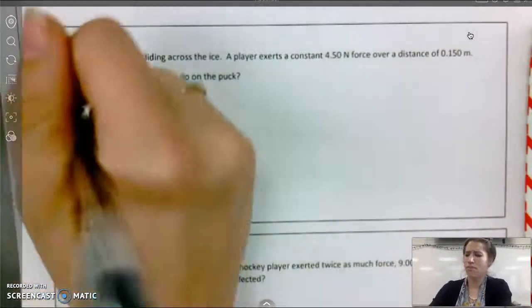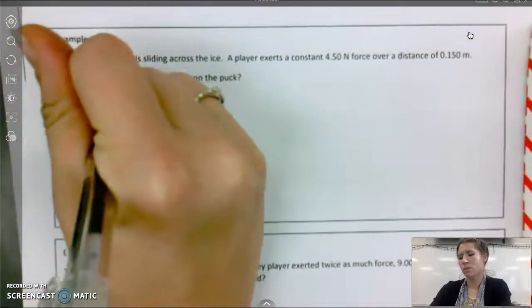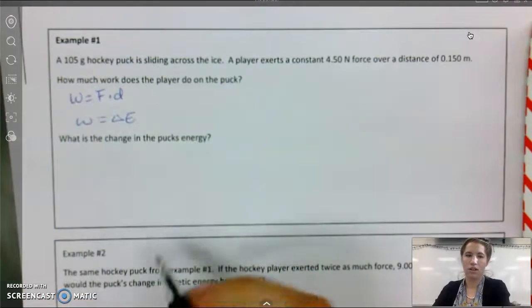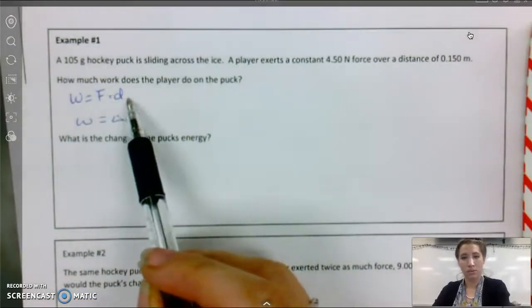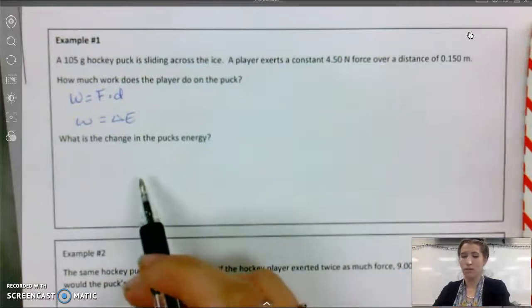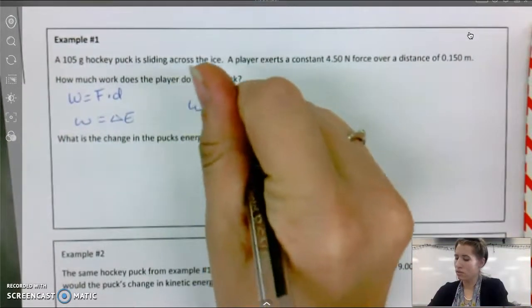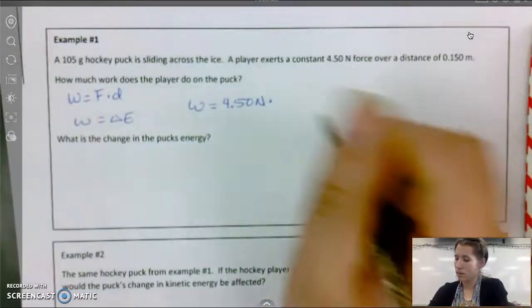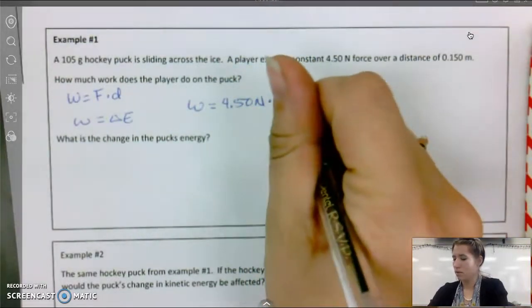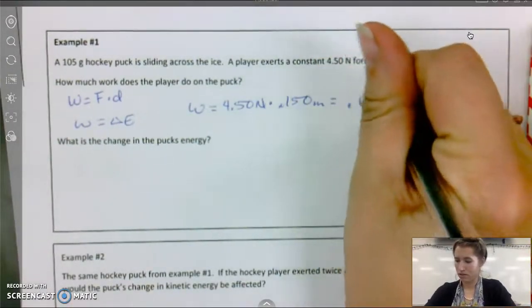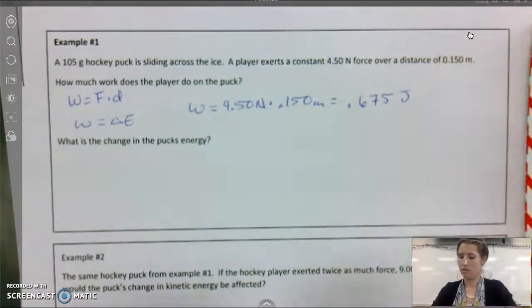We have two equations. For work, we know work is equal to a force being applied over some displacement, or work is equal to a change in energy. Now, we know a force and a displacement, so that top one might be the most convenient equation to use. So that would be the force multiplied by that displacement. 4.5 times 0.15 is 0.675, and this is work, so it's going to be in joules.